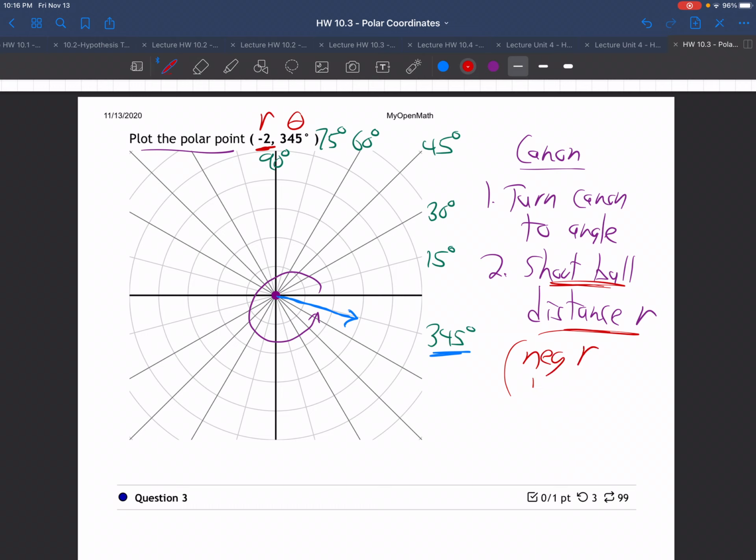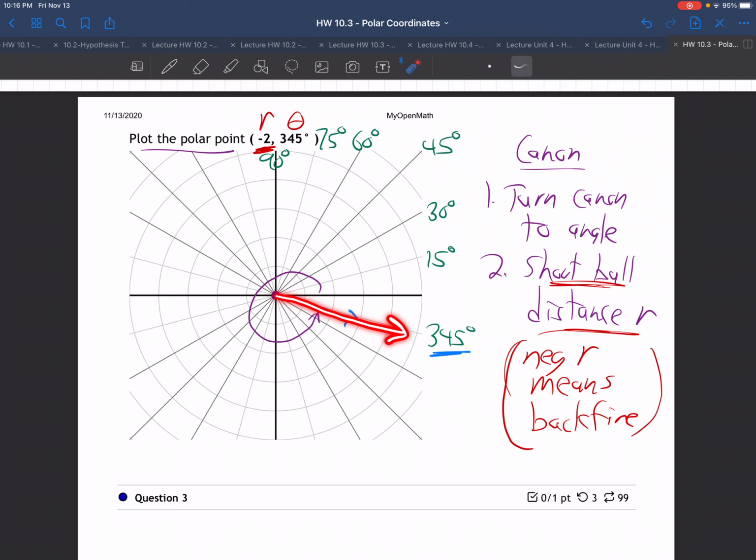Negative r means a backfire. I don't know if you've read much in history about the time of the Civil War and the days of Mussolini when we had cannons and artillery. Sometimes those cannons would backfire and kill the person behind them. Well, that's what a negative r is. It's a backfire.